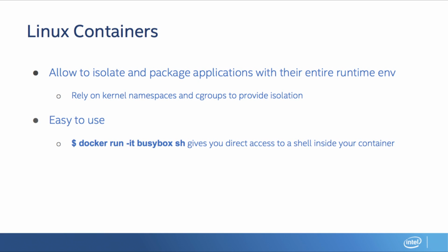Like I spoke on the previous slide, Linux containers allow you to isolate and package applications along with the entire runtime environment. And they do so relying on two kernel capabilities. One is kernel namespaces in order to provide the isolation between containers. And the second is cgroups, which is used to provide resource isolation. So containers can access only the CPU or the disk that's allocated to them beforehand.